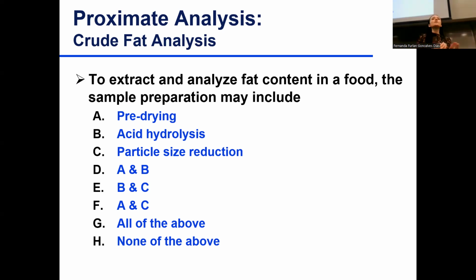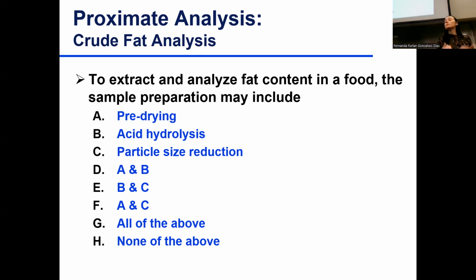We do have to hydrolyze our lipid from the matrix. Remember, some matrix, they are attached to sugars, to proteins, so how do we break that down? Acid hydrolysis goes there. Particle size reduction is always a must. You always need to mill or break down your structure. Why? You increase surface area, you increase the interaction with the solvent, right?